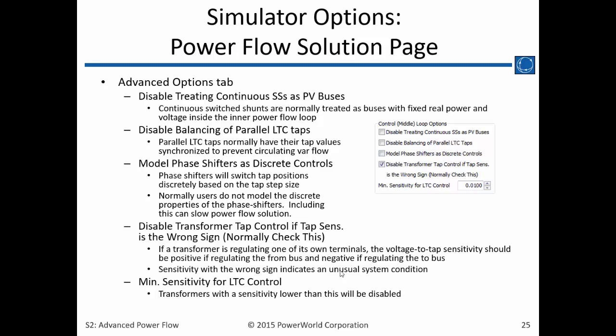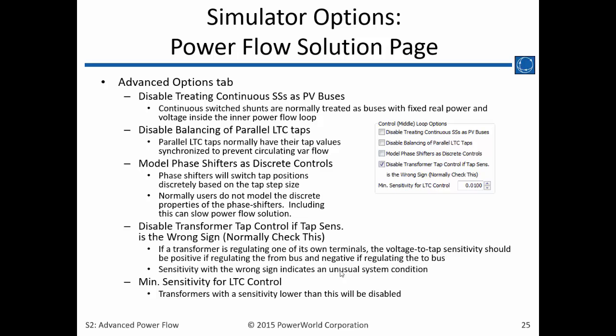You can disable balancing parallel LTC taps. Typically, we don't advise that. Parallel LTC taps normally have their tap values synchronized to prevent circulating VAR flow. That's a good thing. You don't want to have a large amount of VARs circulating on parallel transformers because their taps don't coordinate. So we have options that by default we balance those parallel LTC taps. If for some odd reason you want to turn that off and allow there to be circulating VARs on the transformers, you have that capability, but we don't advise it.